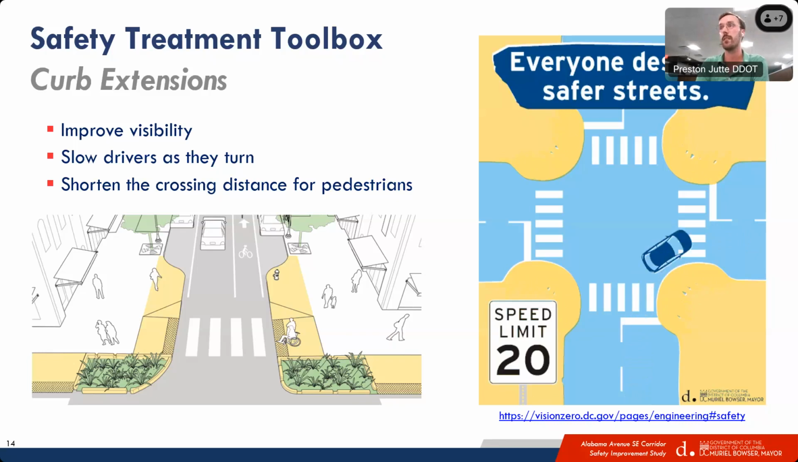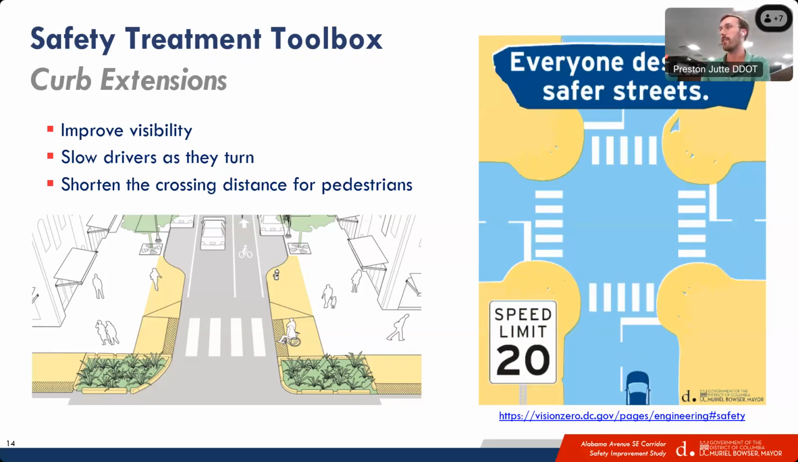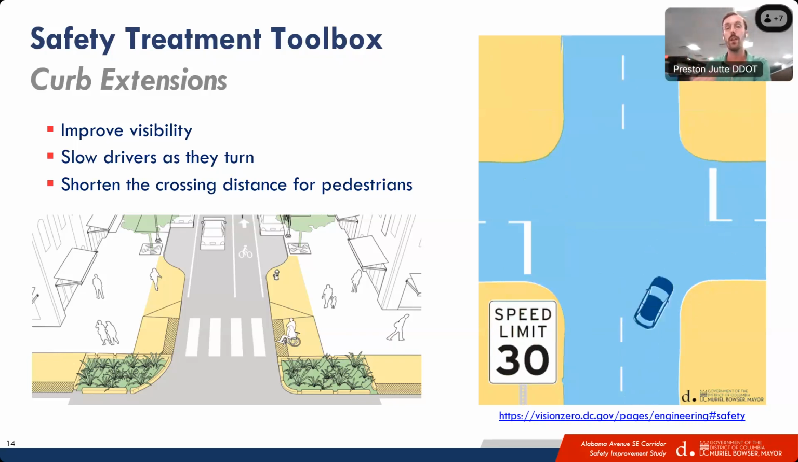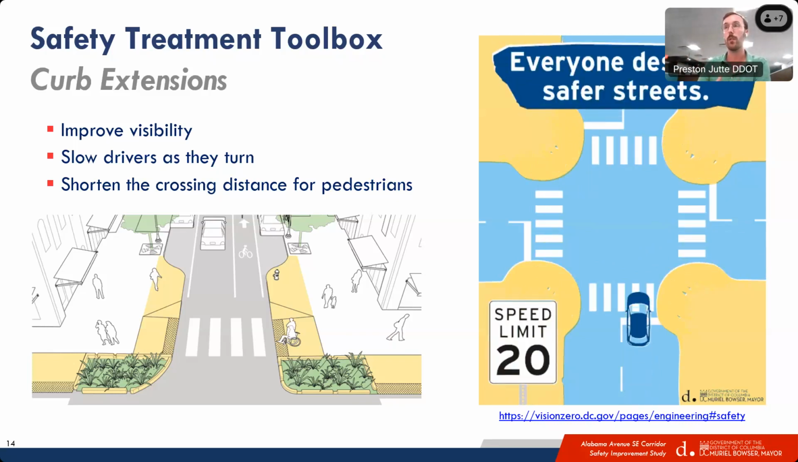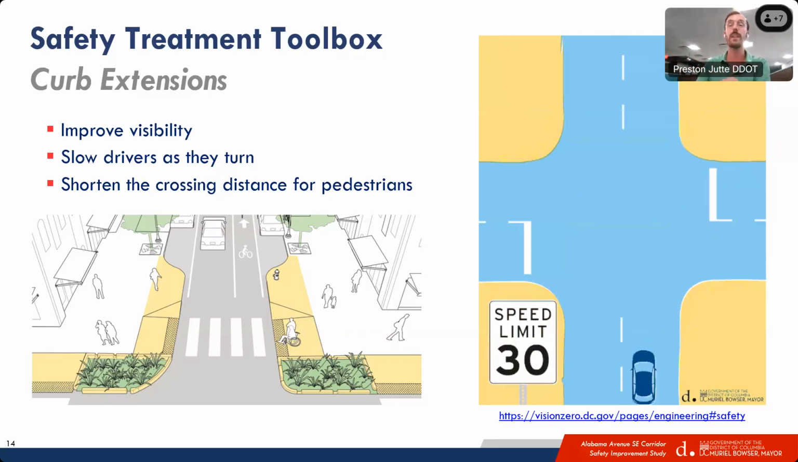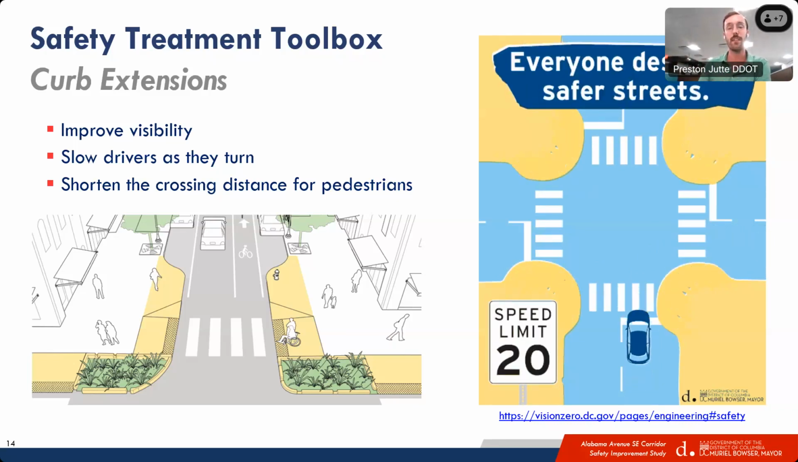They slow drivers as they turn through the intersection. In this graphic, you can see that pulling the curb out forces a driver to make a turn at more of a 90-degree angle, which they have to navigate slower. These extensions are designed in a way that you can safely make those turns and there is space to do so, but you have to navigate it more slowly, which is safer for all folks involved.